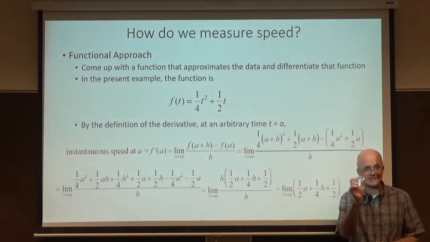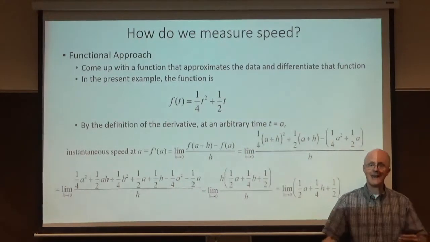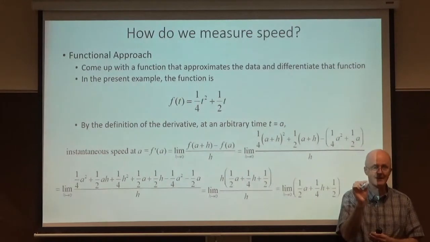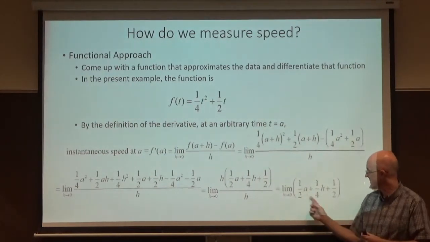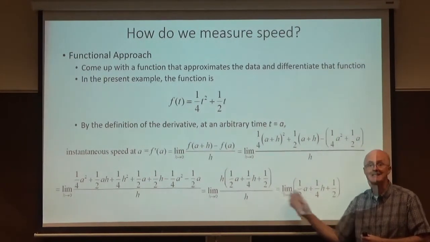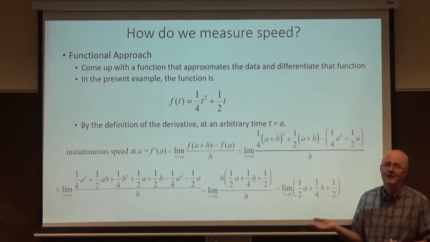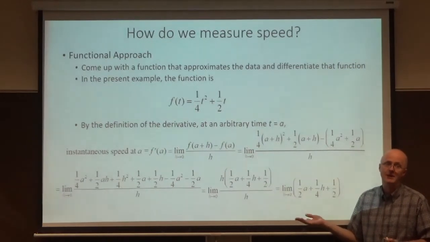The limit would still exist. It's not a jump discontinuity. It's not an asymptote. It's a hole. It's a point missing. The limit still exists and equals the limit of this function because these two functions are the exact same thing when h is not 0. So the limits are going to be the same when h approaches 0.